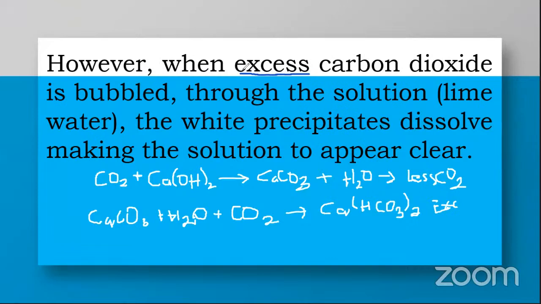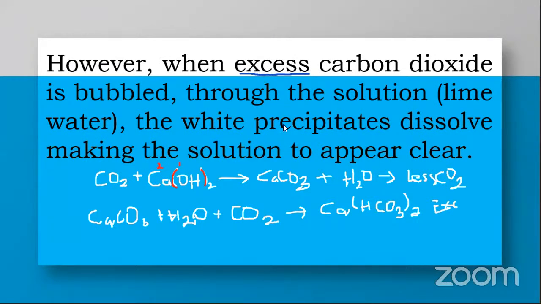Brianna is asking, why do we put calcium hydroxide in brackets? That is how we write the chemical formula of calcium hydroxide. Because in this case, calcium has a valency of 2 and hydroxide has a valency of 1. So that's why the 2 comes in. So we need to put these brackets so that we can cater for the 2.